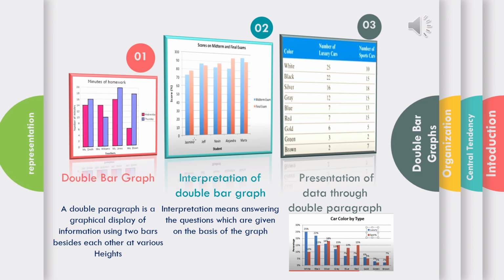One is interpretation. When the double bar graph is already given to us and we are asked a certain set of questions related to the given bar graph, we need to interpret from the bar graph which is given to us. That is known as interpretation. While if the data is given to us, two sets of data for comparison, and we need to draw it in the graph paper, this is known as presentation of data through double bar graph.